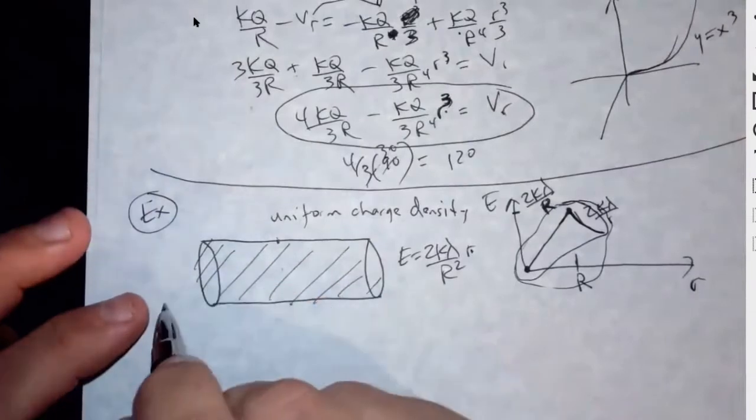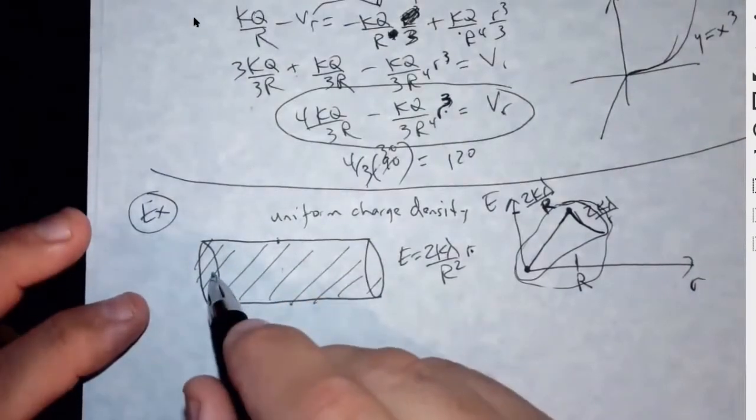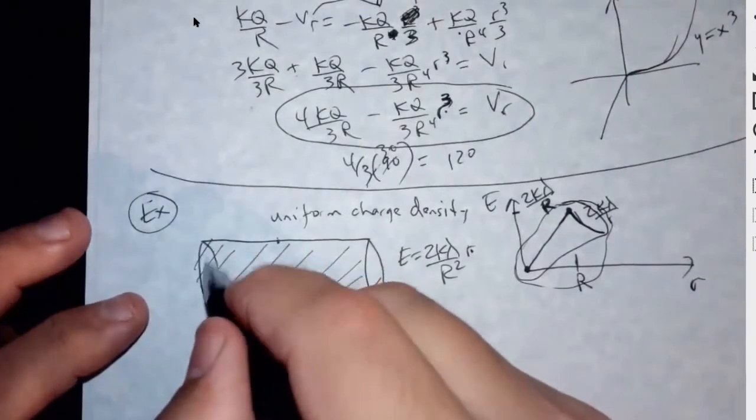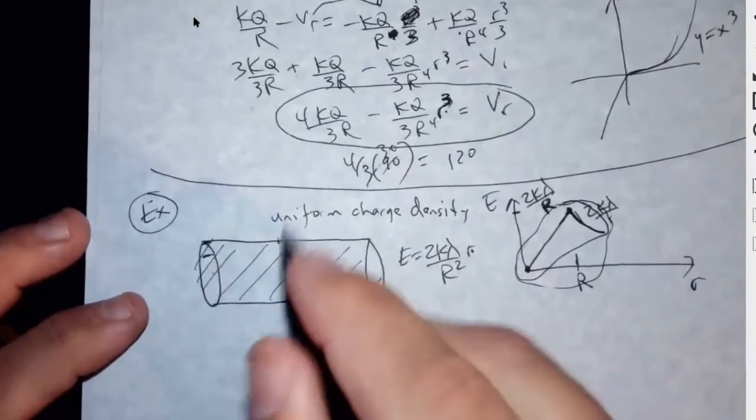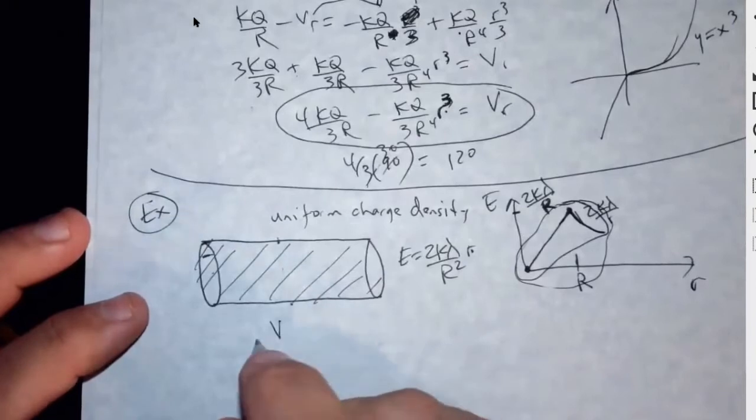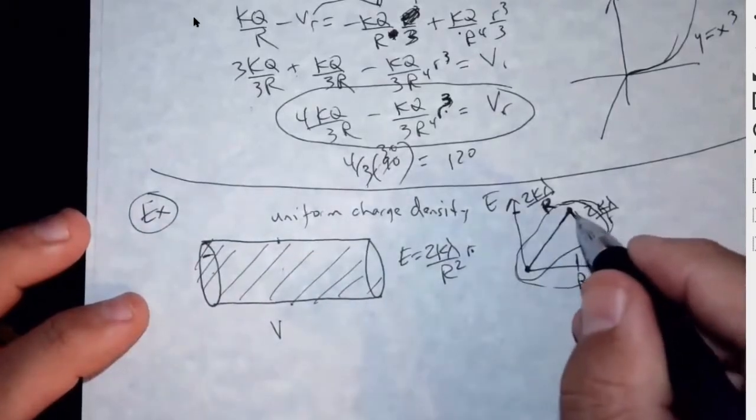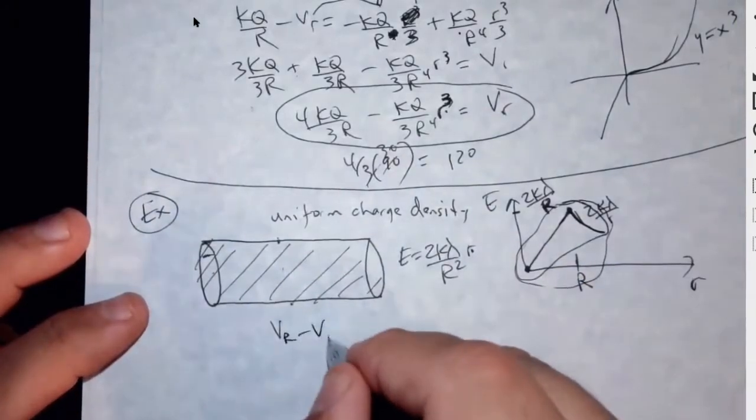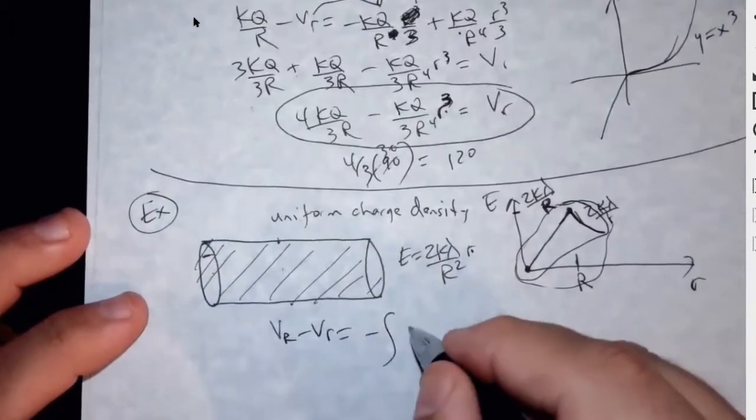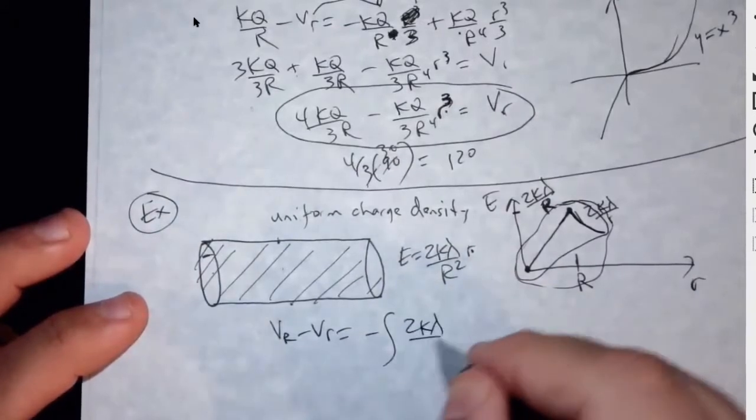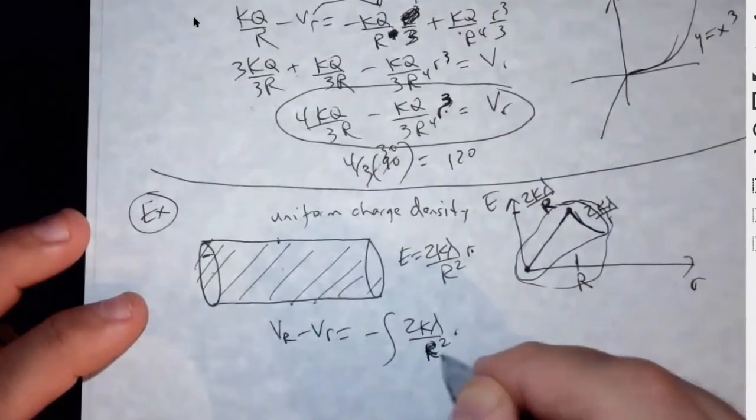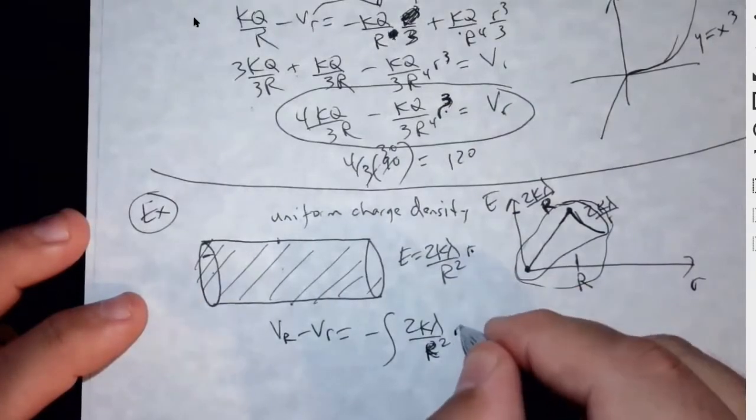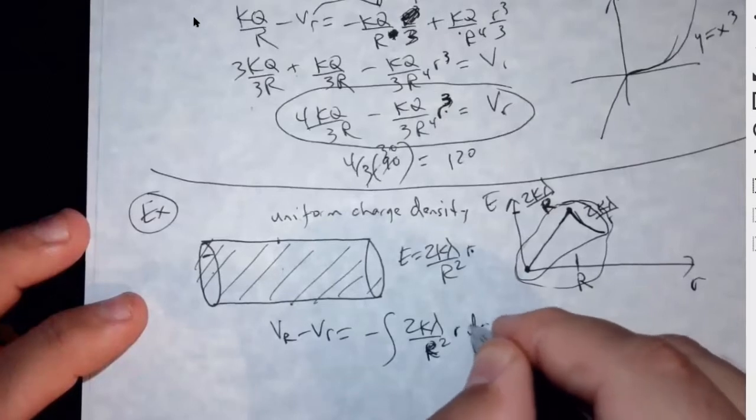So then I'm going to say voltage, we're going to go from here all the way to here, so integrate it again. Actually, it's going to be very similar, right? V sub R minus V sub r equals negative integral of 2k lambda over R squared, r dr.